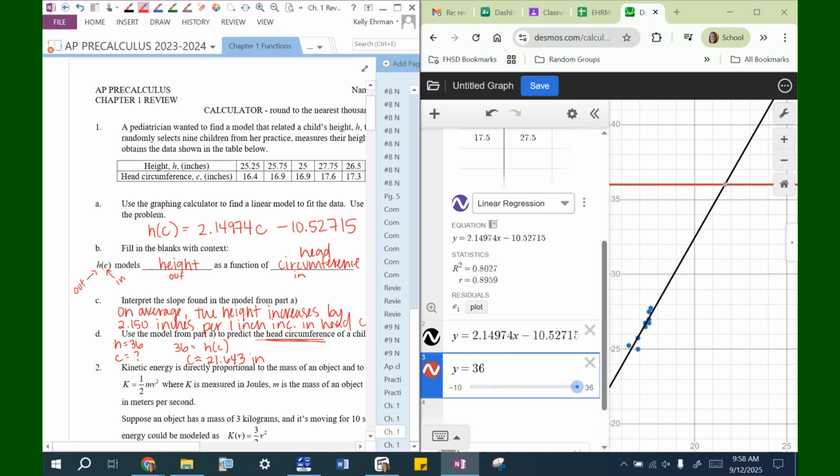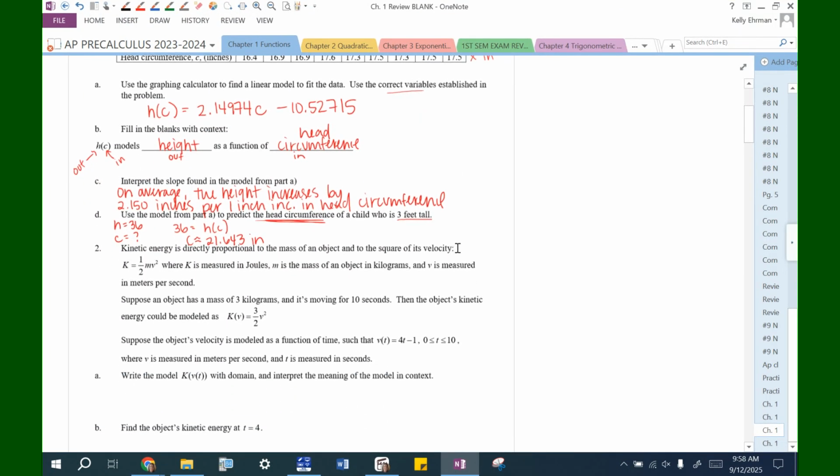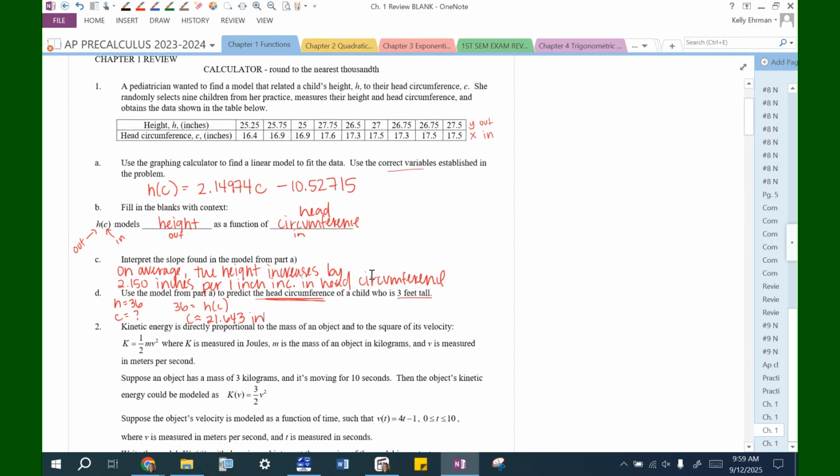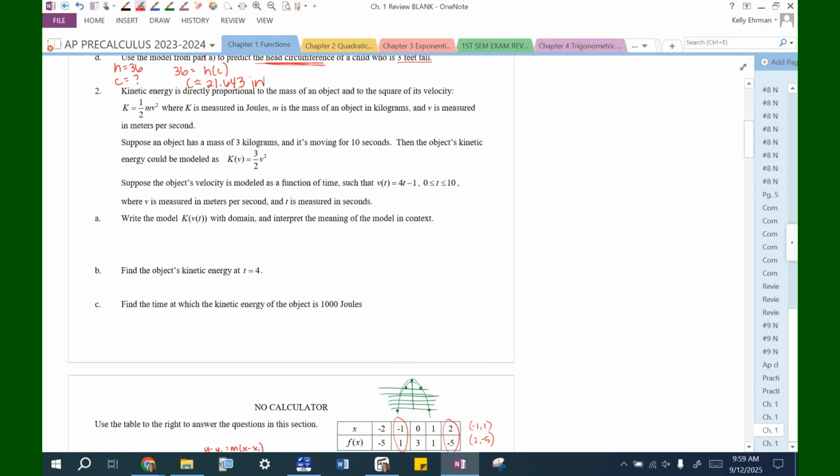We're not worried about whether or not it's actually realistic. It doesn't ask us about that. If we did have a question of, well, is this model even reliable for predicting for 3 feet tall? Well, no, because that circumference is outside... I mean, we don't know if it's reliable. That circumference is well outside the domain of circumferences we started with. All right, what about number 2?